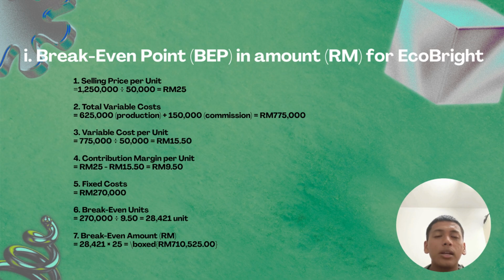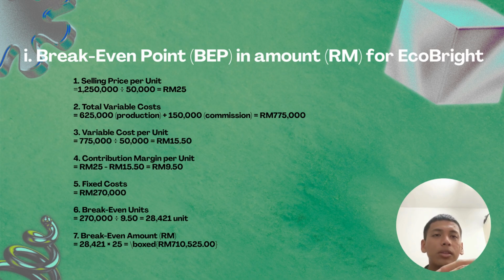Fourth, we calculate the contribution margin per unit, which is selling price per unit minus variable cost per unit, 25 ringgit minus 15 ringgit 50 cent equals 9 ringgit 50 cent. This is the amount that goes to covering fixed costs and generating profit. Fifth, the fixed costs for the business are 270,000 ringgit. Six, we calculate the break-even unit.